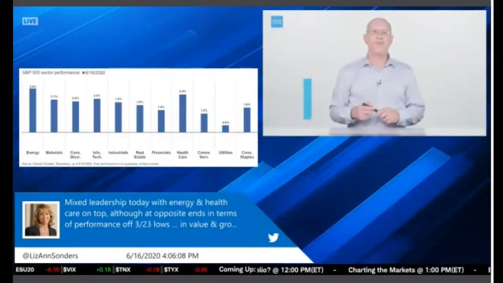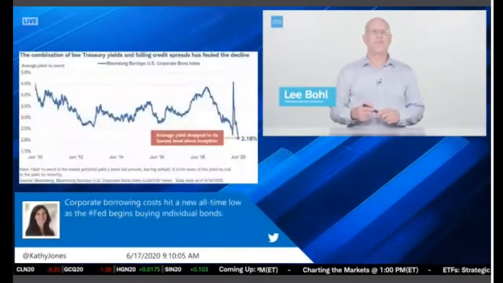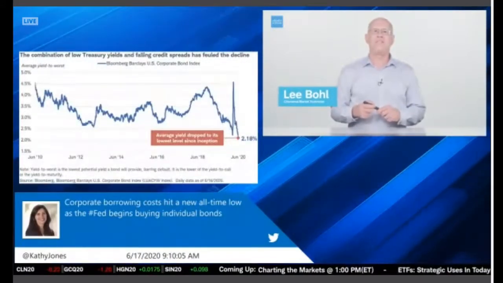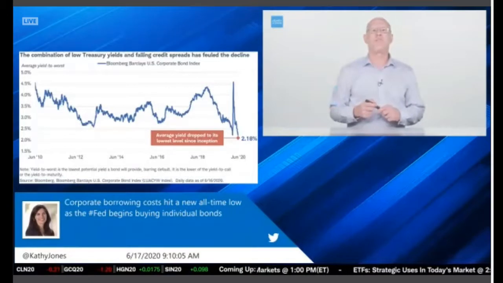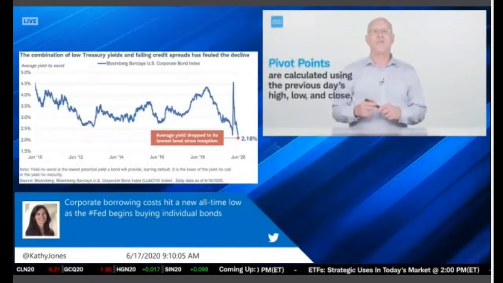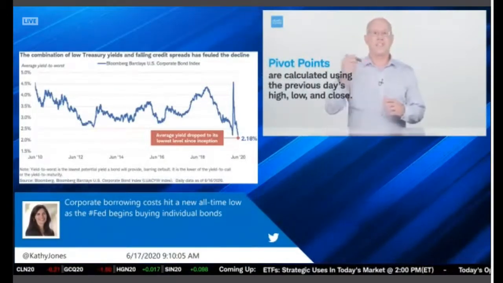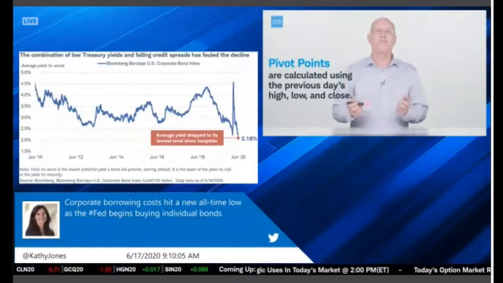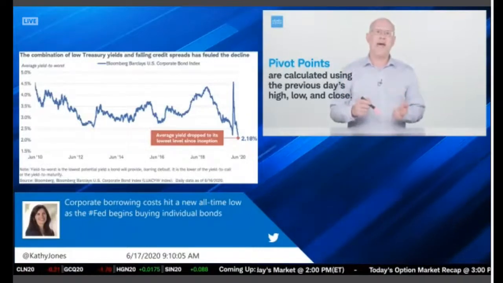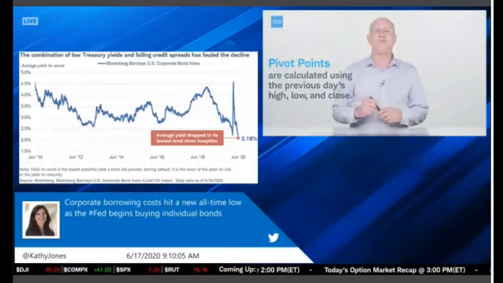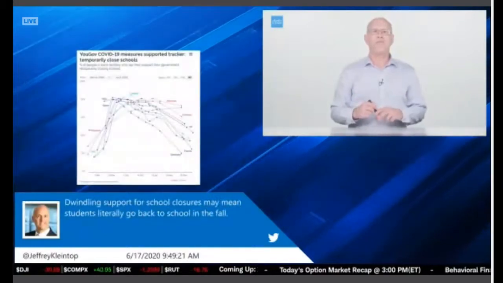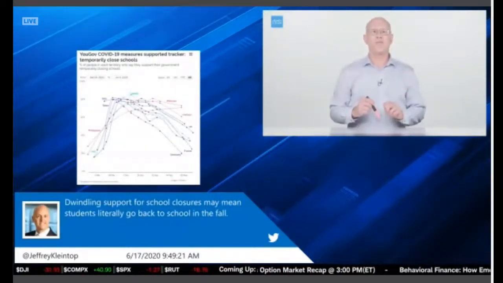Pivot points are a tool that floor traders and market makers have used for decades to predict the next trading day's intraday support and resistance levels. Pivot points are calculated using the previous day's high, low, and close. You don't actually have to do the math because the trading platform will do it for you. At Schwab, the pivot point tool shows you 7 levels.